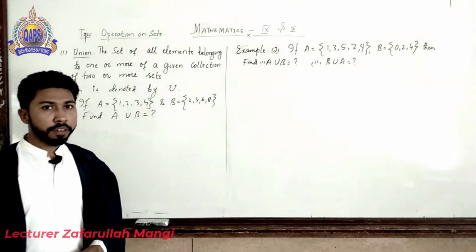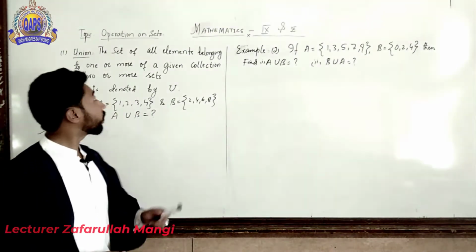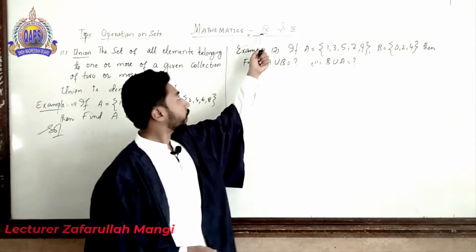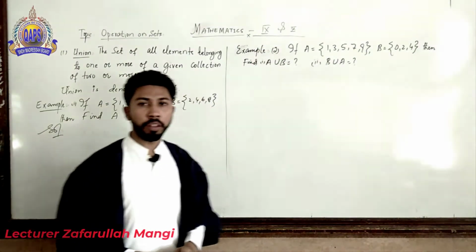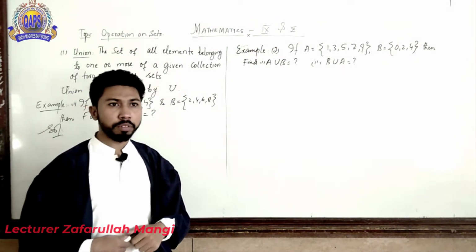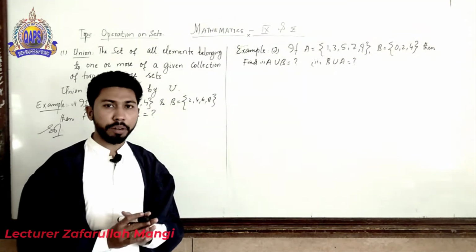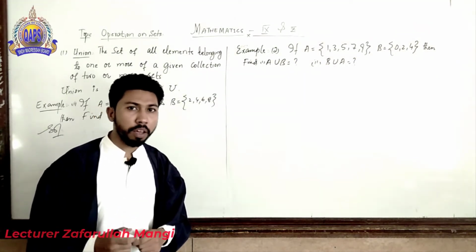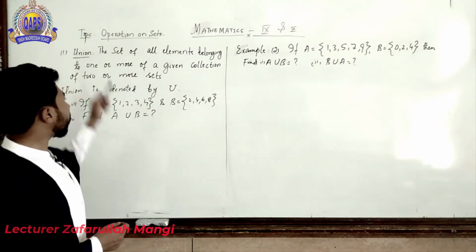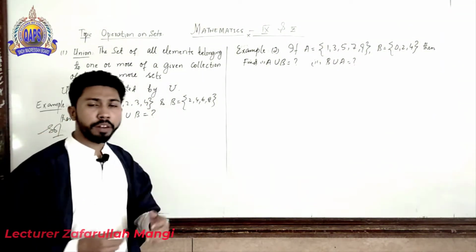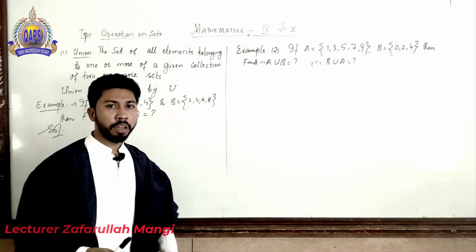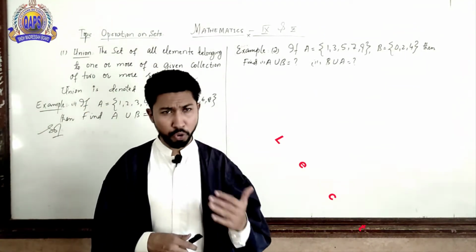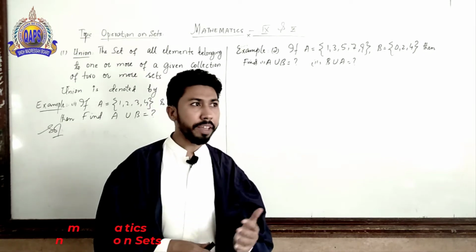Today we will start the topic lecture on operations on sets for class 9th, matric. Today we will discuss the topic operations on sets and its types. So the first type is the union of sets. What is the definition of union, which symbol denotes the union, and what are the examples of the union?